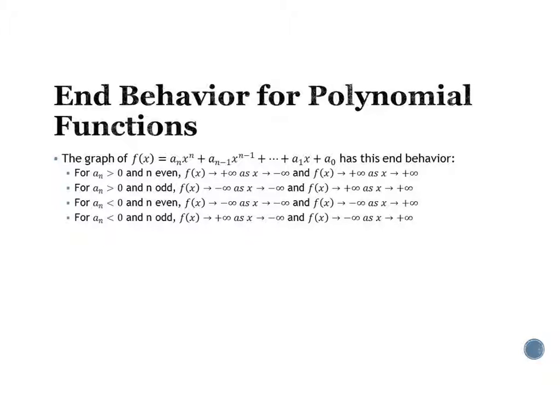So here's our 4 options for end behavior, and at the moment I really just want you to jot it down and then we'll go over this in class. So it depends on if your degree is even or odd, and then it depends on if your leading coefficient is positive or negative as to then what your end behaviors will look like. So at the moment I want you to jot that down and then we will talk about it in class.